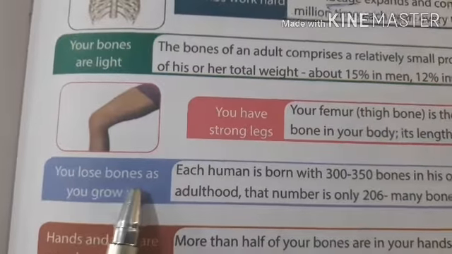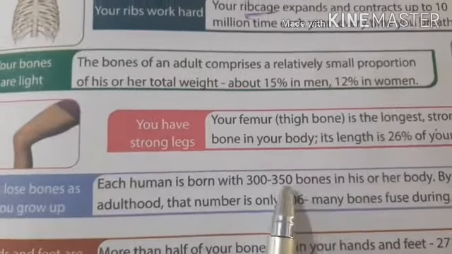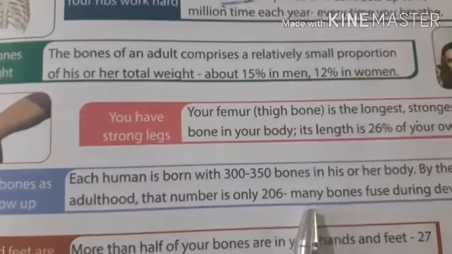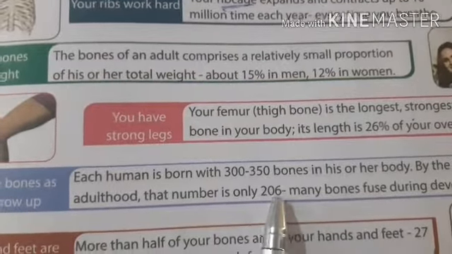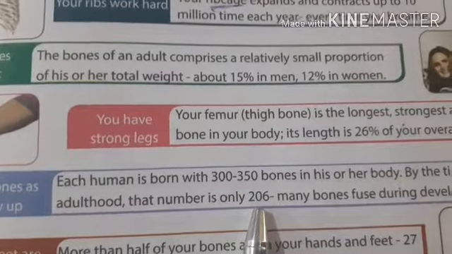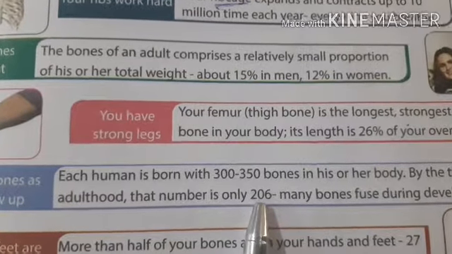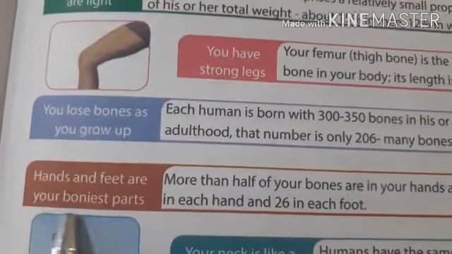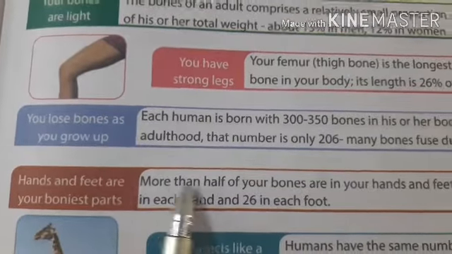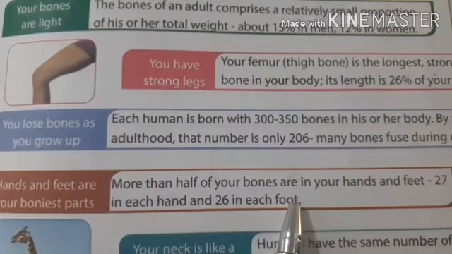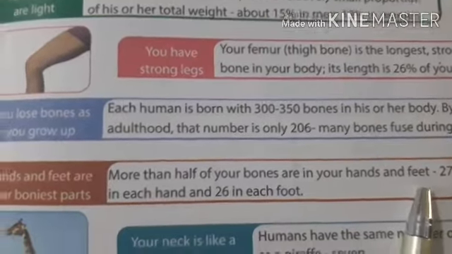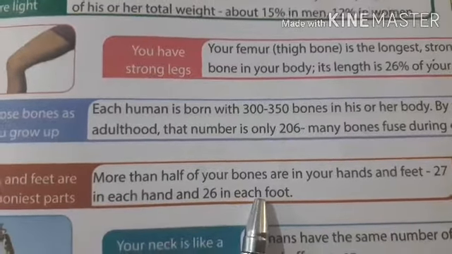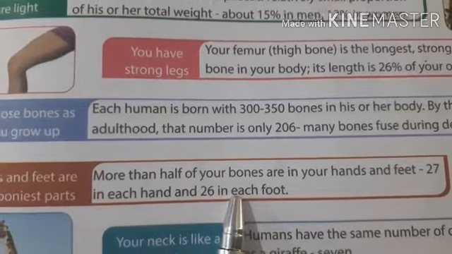Then you lose bones as you grow up. As we grow older, the number of bones decreases. At the time of birth there are 300-350 bones, but at the time of adulthood it becomes 206 bones. So normally it is said that there are 206 bones in the human body. Then hands and feet are the boniest part. It means more than half of the bones are in our hands and feet. In the hand there are 27 bones and in each foot there are 26.